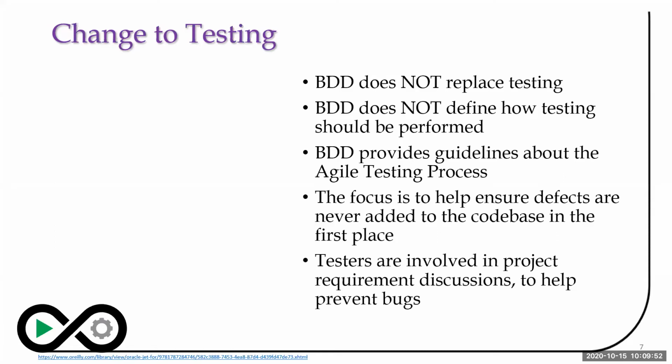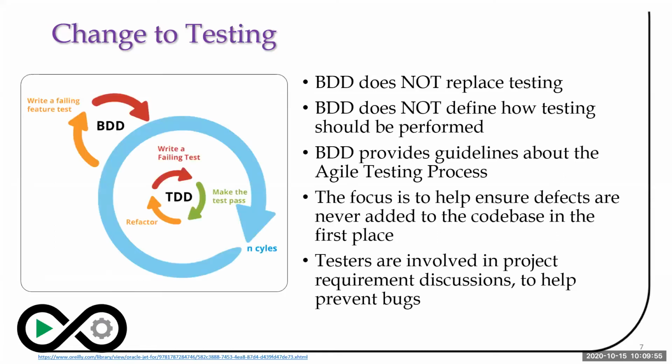Oftentimes BDD is thought of as comparable to test-driven development, where in TDD, you write a failing test, you make the test pass, and then you refactor it to improve the state of your code. BDD follows a similar set of guidelines: you come up with a failing feature, as in a feature that hasn't been implemented yet, with those executable specifications and the acceptance criteria. You then implement just enough code to make that feature pass, and then you refactor it. And this involves the refactoring of your actual automated tests as well. So the cycle is sort of linked together.